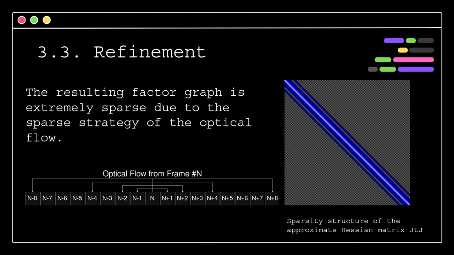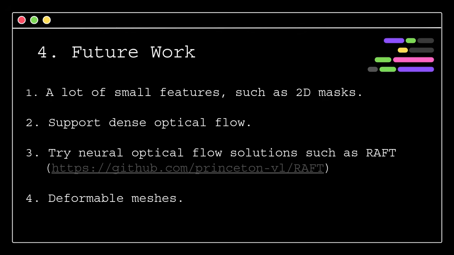There are actually a lot of details involved in making this optimization work, like the use of robust loss functions and reweighting factors based on how near they are to ground truth variables. But we'll leave that for another time. There is a lot of room for improvement. We are missing a lot of small features, such as 2D masks. I want to try experimenting with dense optical flow and dense optical flow neural networks to see how they differ from the classical optical flow solutions that we're using.